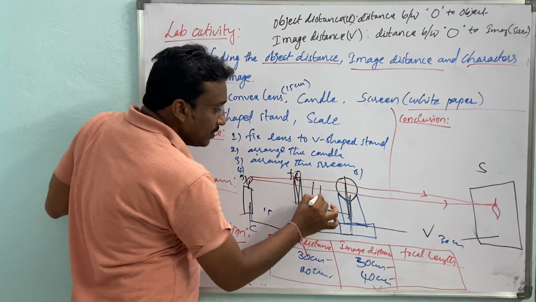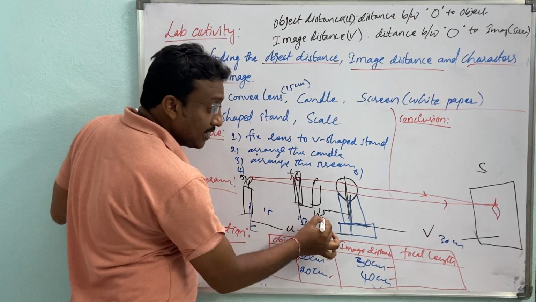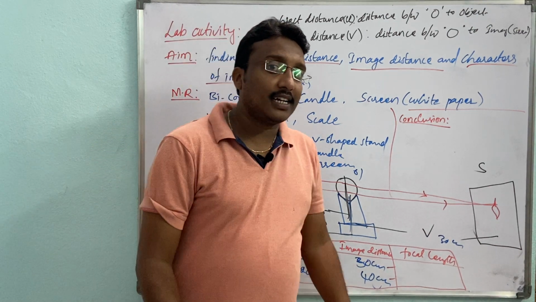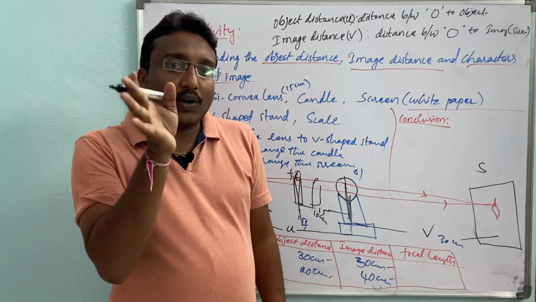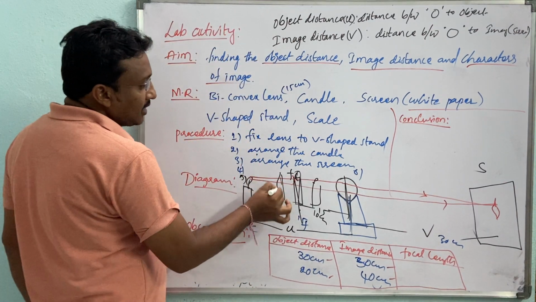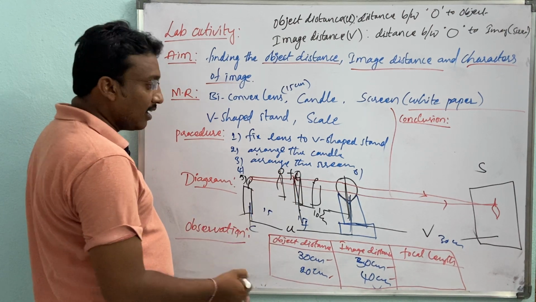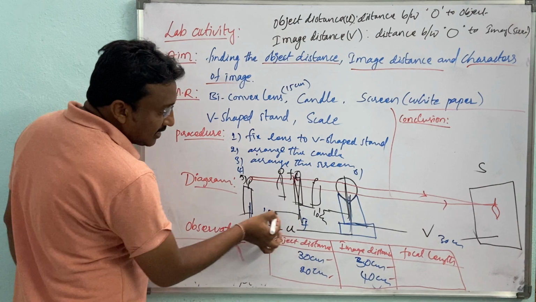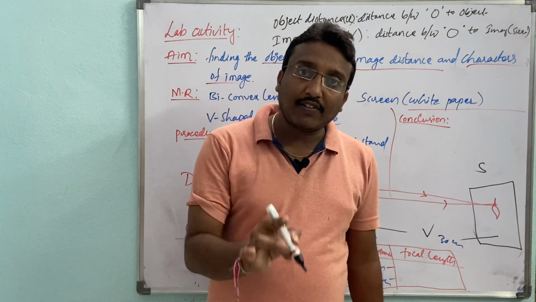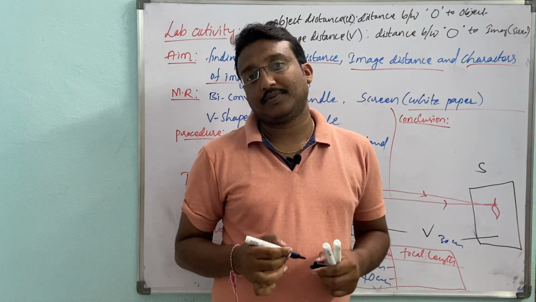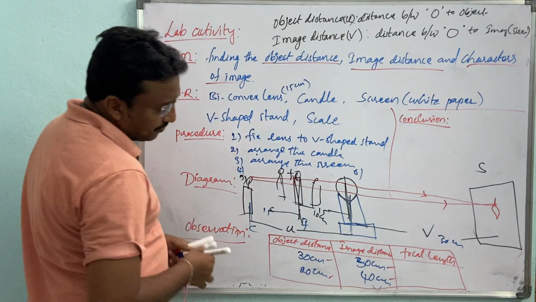If I keep the object below 15 centimeters, for example at 10 centimeters, then we will get the real image? No, we will get the virtual image. If I keep it at 20 centimeters, there we will get the real image, right? So the focal length is the minimum distance to give the real image with a given lens. Got it?